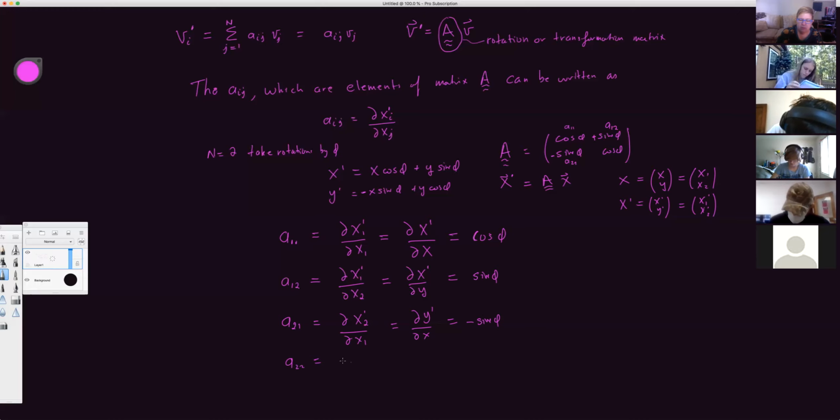A22, partial x2 prime, partial x2, decoding partial y prime, partial y. What is that? Cosine phi. Yep. Right, and again, as promised, this is A22, right? So these components of the rotation matrix are also these partial derivatives, right? Okay. Let's go back to that.